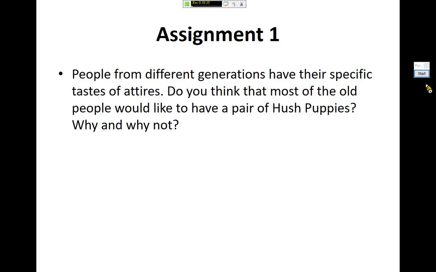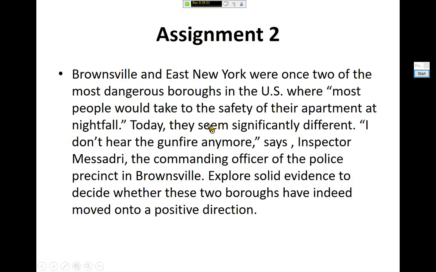So don't try to become a copycat because everyone else says this, so I need to say the same thing. No, don't do this. You have to express your own opinion and support your opinion with your own evidence and arguments. Number two is about crime, now and then.